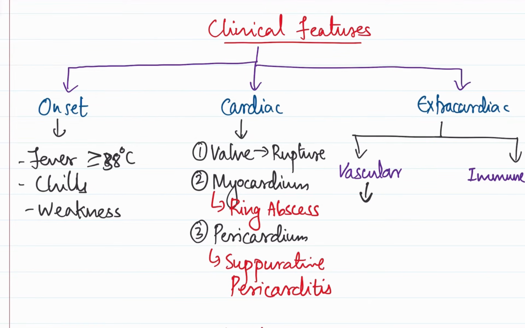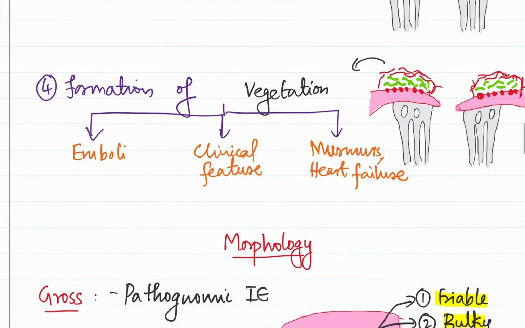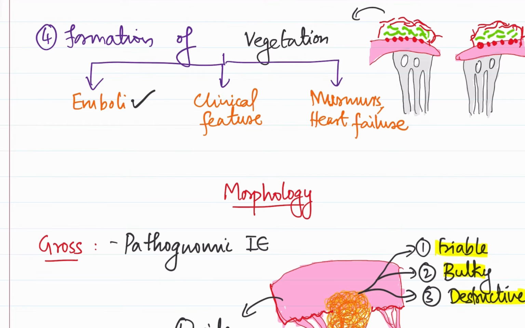We had said earlier that the vegetations could embolize, right? So because of the emboli formation, what happens to these emboli? They get detached and enter the circulation, and in the circulation, they could dislodge at certain sites such as spleen, kidney or the brain, and they could cause infarcts in these regions. Such infarcts are called septic infarcts.